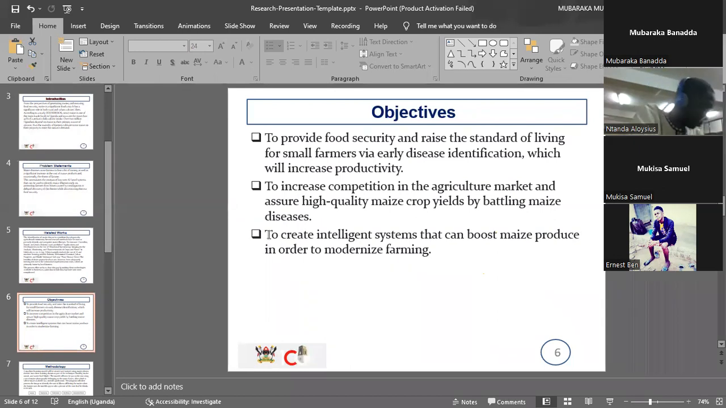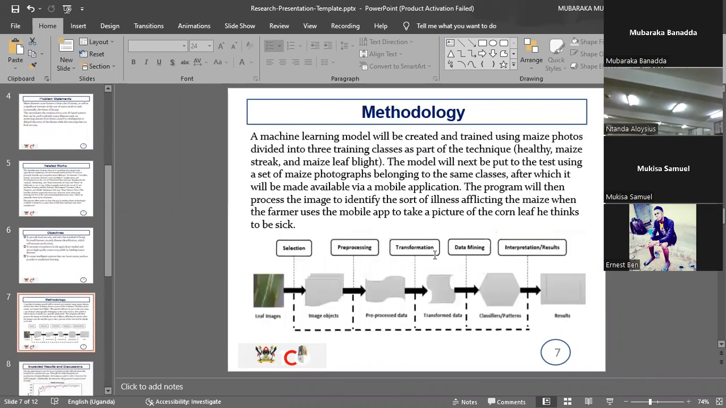Our next objective is to create an intelligent system that can boost maize production, thereby modernizing farmers. We want to take our farming to the next level so that we can be like those modern countries. So that's why we want to introduce artificial intelligence in farming.